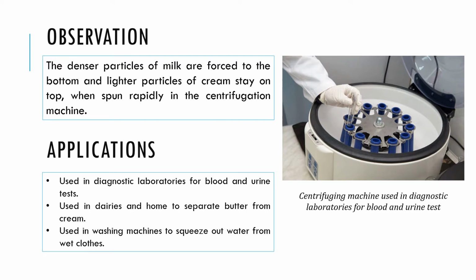Where are we applying this centrifugation process? This technique is used in diagnostic laboratories for blood and urine tests. It is also used in dairies, that is the milk dairies, and at home to separate butter from cream. It is also used in washing machines to squeeze out water from wet clothes.